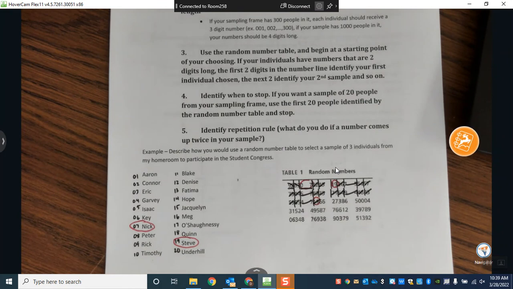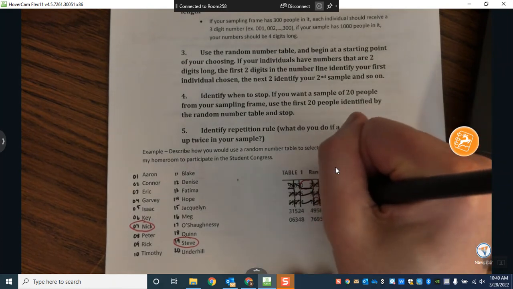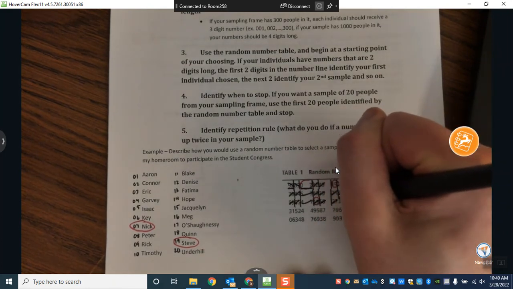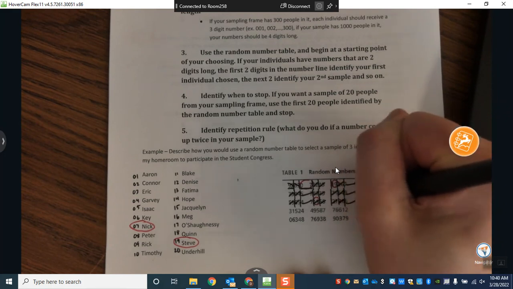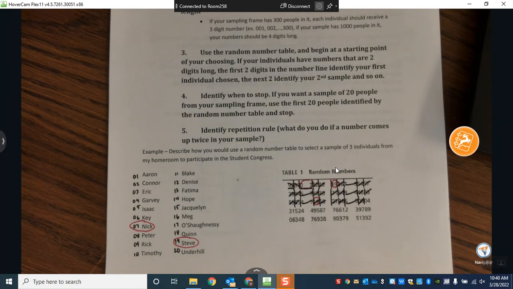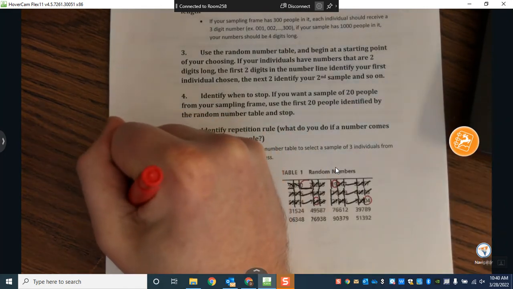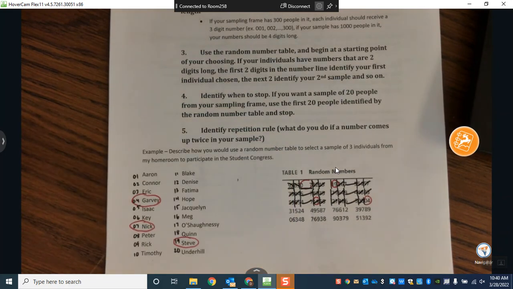This is actually why I don't want you using things like a random number generator when you describe your method, because you have to describe repetition rules and you have to describe in detail the numbering system and all this type of stuff. So that's why I want you to use the hat method. All right, skip this, 65, 00, not on the list. 04 is, and 04 is Garvey. And that would be my sample.